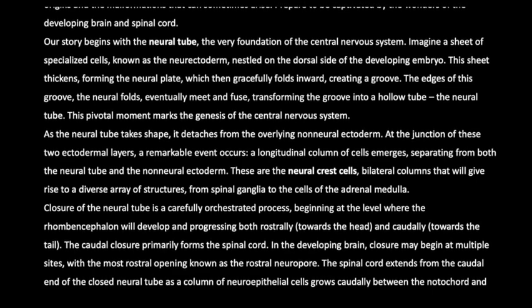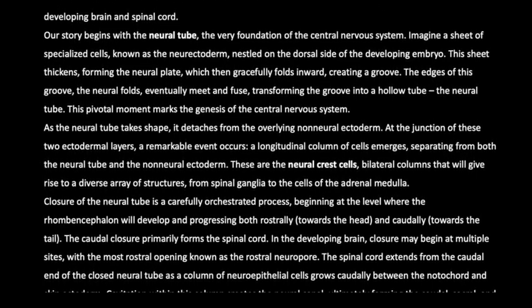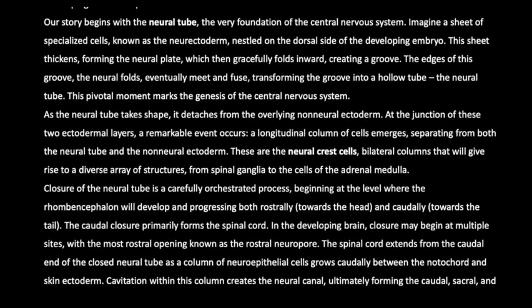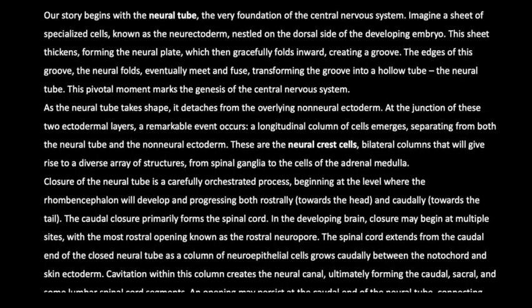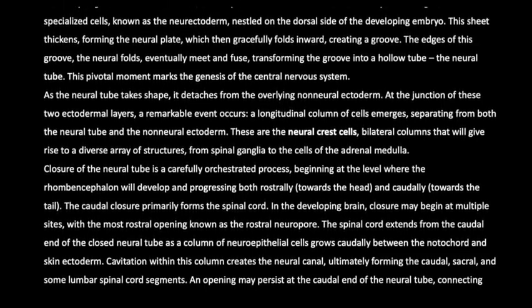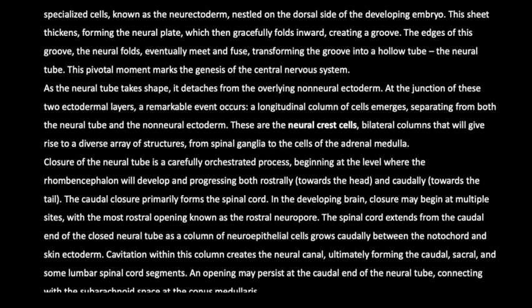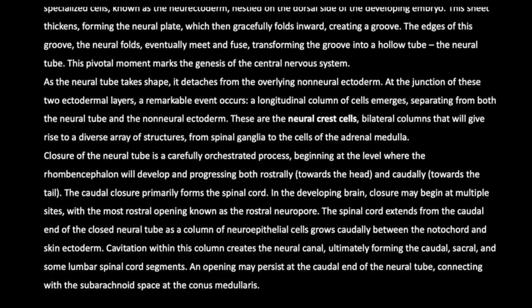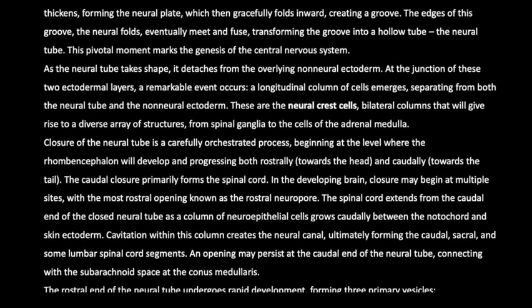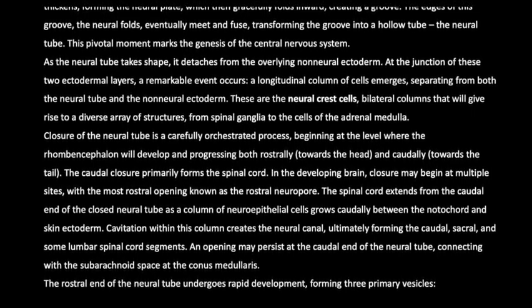As the neural tube takes shape, it detaches from the overlying non-neural ectoderm. At the junction of these two ectodermal layers, a remarkable event occurs. A longitudinal column of cells emerges, separating from both the neural tube and the non-neural ectoderm. These are the neural crest cells, bilateral columns that will give rise to a diverse array of structures, from spinal ganglia to the cells of the adrenal medulla.